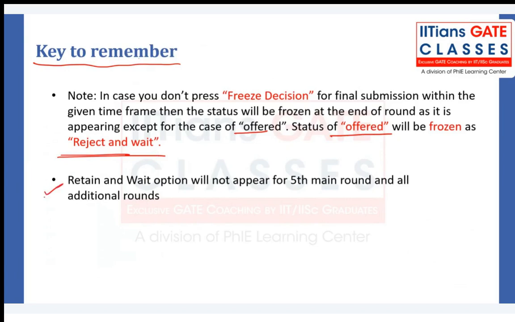And the retain and wait option will not appear for the fifth main round and all additional rounds, that I have already told you, right? In the main rounds only, retain and wait options will be there, but in additional rounds there will not be any retain and wait options. So you can always play with the main rounds. You can always go for your preferred courses. You can wait for your best choice available, but after the fifth round, you have to be careful, right?